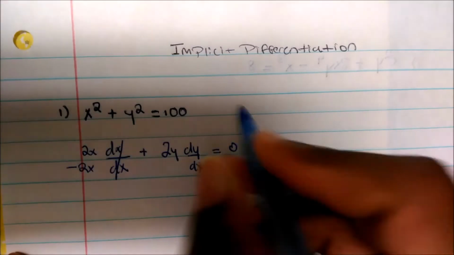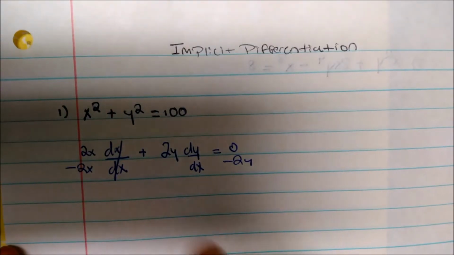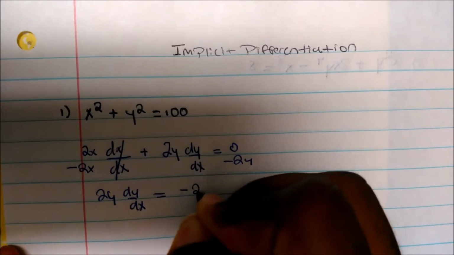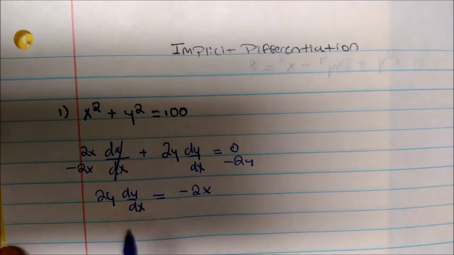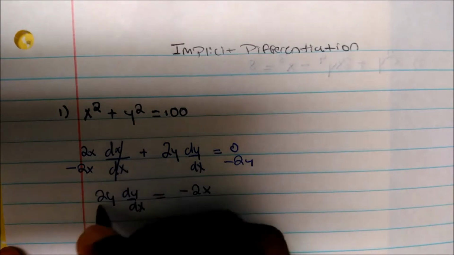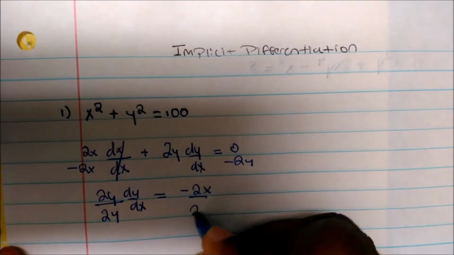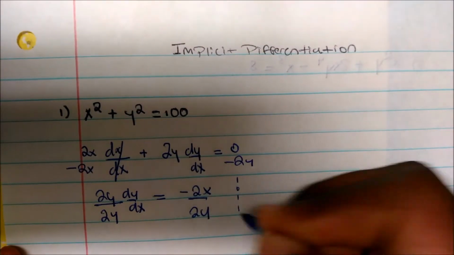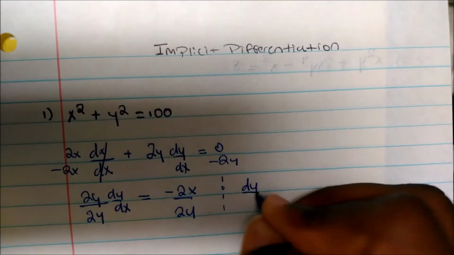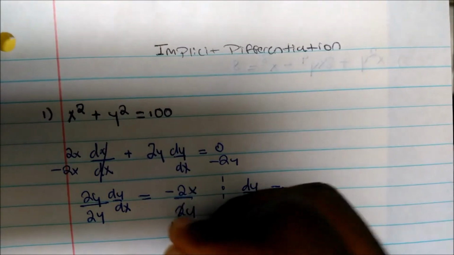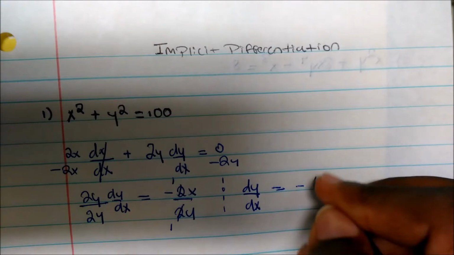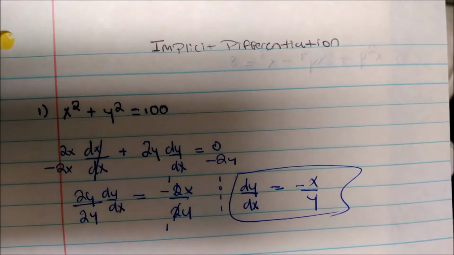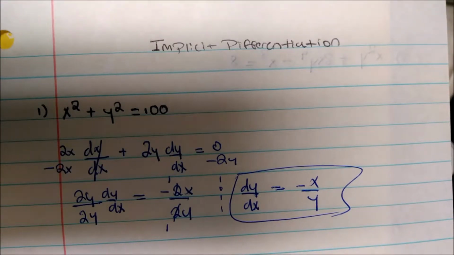So moving 2x over here, isolating my y, I'm going to have 2y dy/dx, and that is going to equal negative 2x, right? Solving for dy/dx, all I do is just divide by 2y on both sides, right? And then that will isolate dy/dx, and these two will cancel out, right? So my answer is just negative x over y. That will be my derivative with respect to x. Right, let's look at another one.